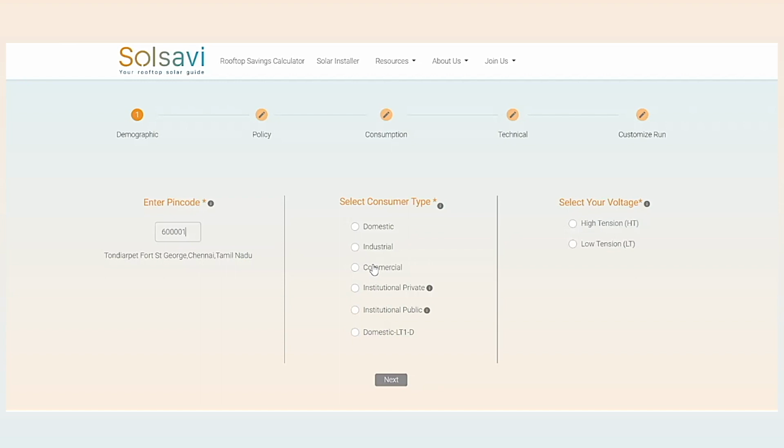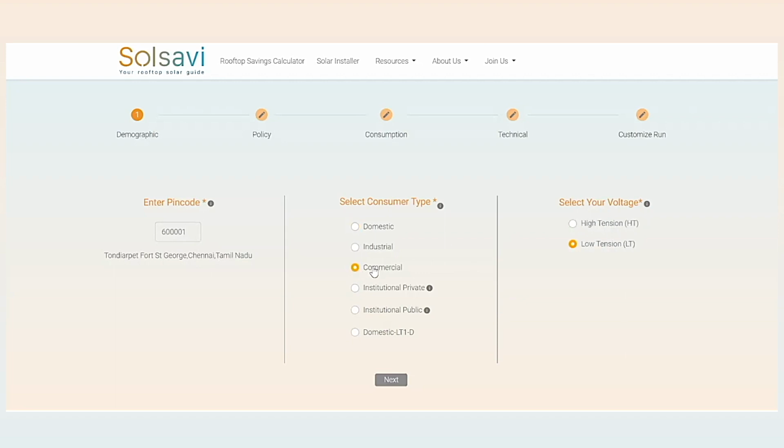As mentioned, it would be a commercial consumer type which we are trying to simulate for a high tension voltage consumer. Here I would like to point out that we have tried to incorporate some policy details. I select the domestic category and you see that there is no high tension available. That is because under Tamil Nadu for a domestic consumer, there is no connection under high tension and only low tension is available. Hence, it is pre-selected here.